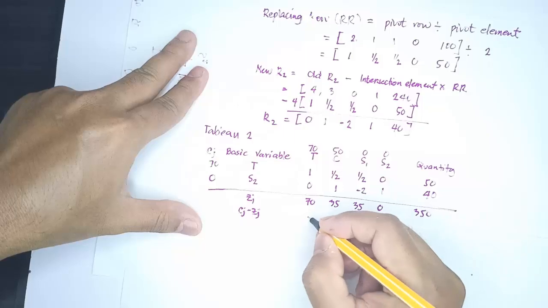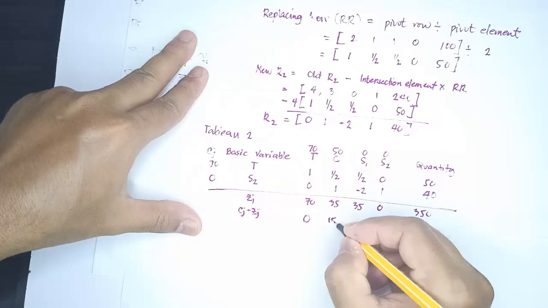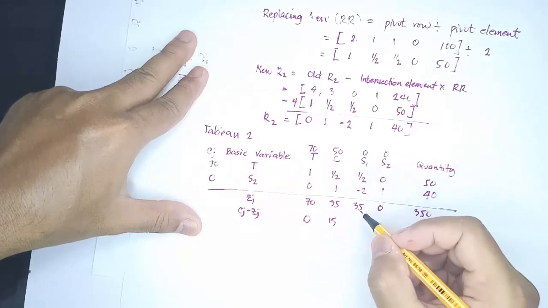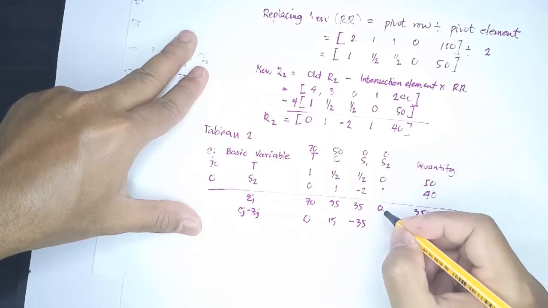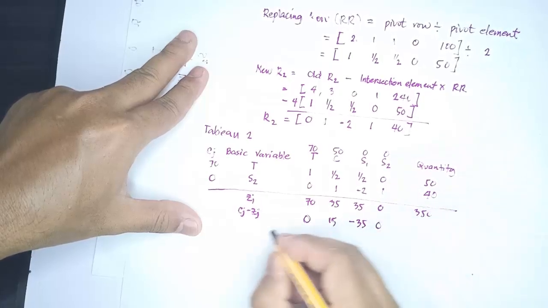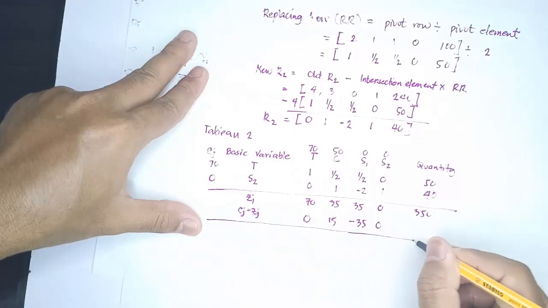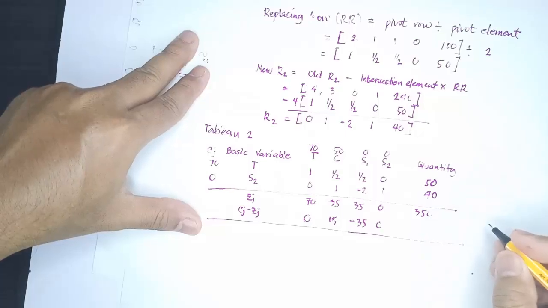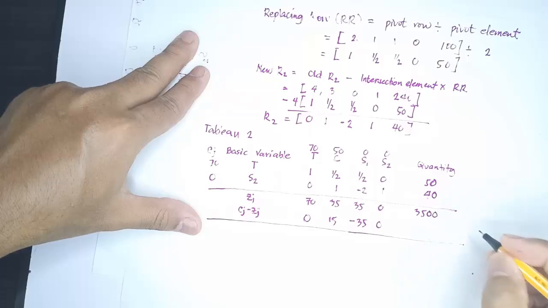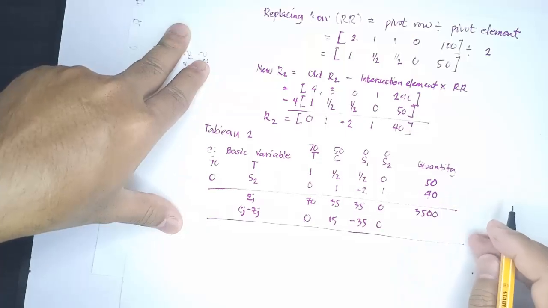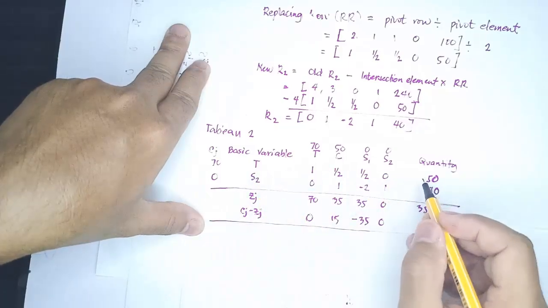Next would be the elements of c sub j minus z sub j. 70 minus 70, that's 0. 50 minus 35, that's 15. 0 minus 35, that's negative 35. 0 minus 0 is equal to 0. So this will be our second tableau. Second tableau means that t is equal to 50.